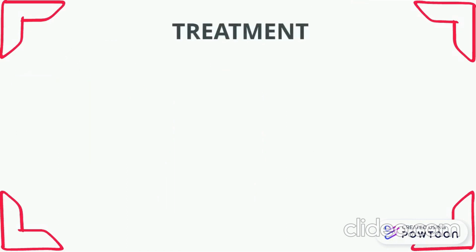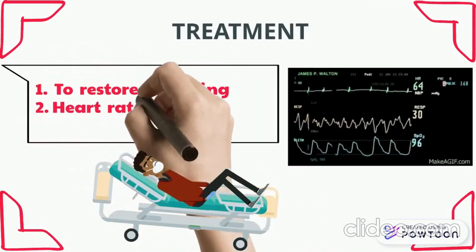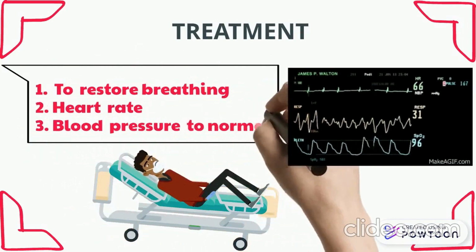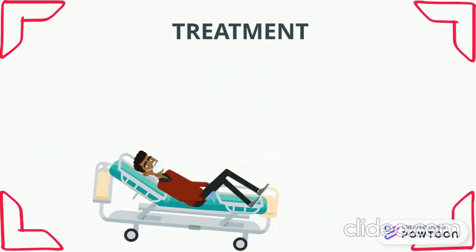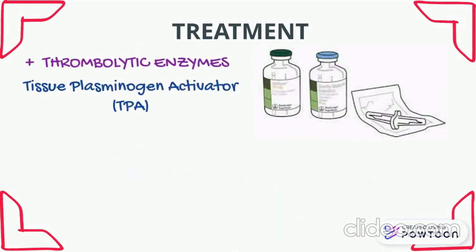The first goal of treatment in an emergency is to restore breathing, heart rate, and blood pressure to normal. If necessary, your doctor will try to reduce the pressure in the brain with medicine. Thrombolytic enzymes, like tissue plasminogen activator or TPA, are used to activate the body's natural clot-busting mechanisms, but TPA does have a time limit of when it can be used.